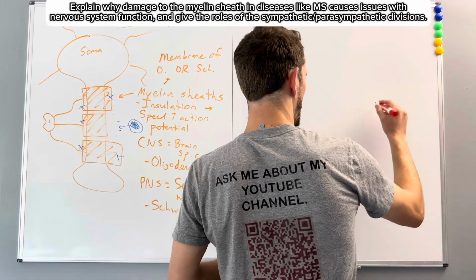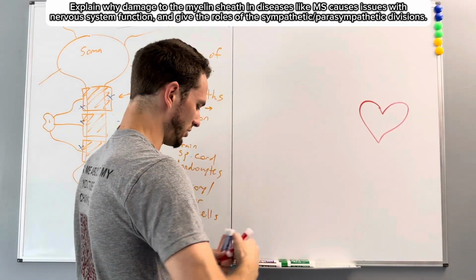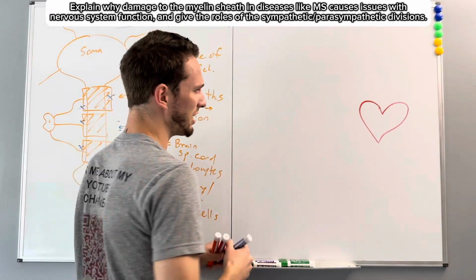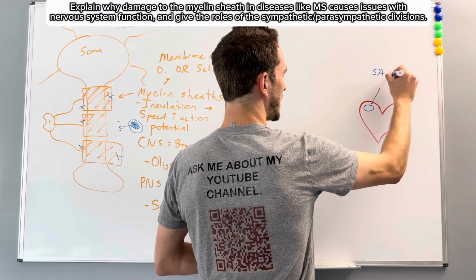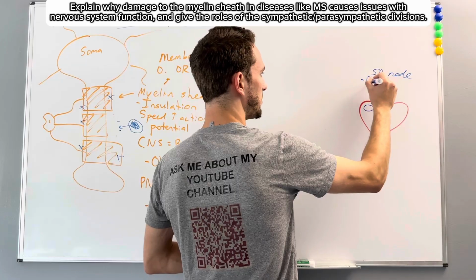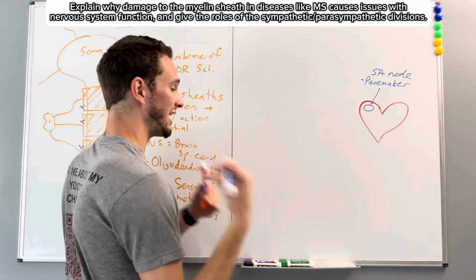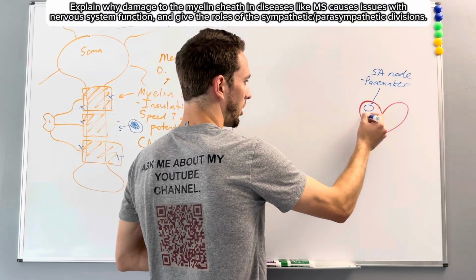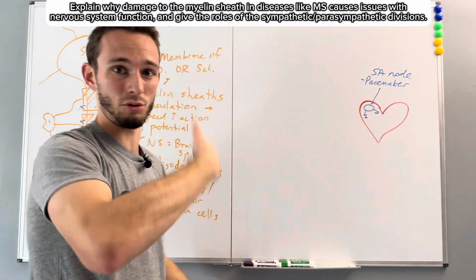So let's start with the heart. The heart has a very important tissue that you probably haven't learned about yet in your class, called the SA node. I'm going to point to this guy. This is the SA node. This is basically the pacemaker of your heart. It's constantly sending signals throughout the heart, making the heart positively charged to contract every second or so.